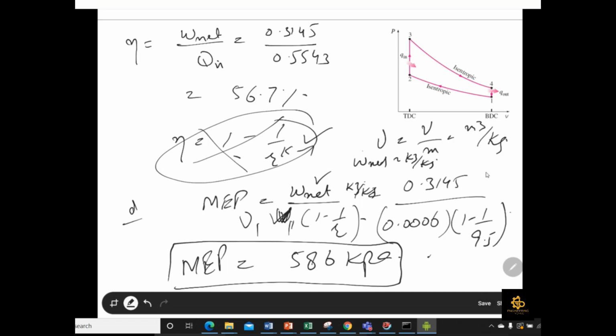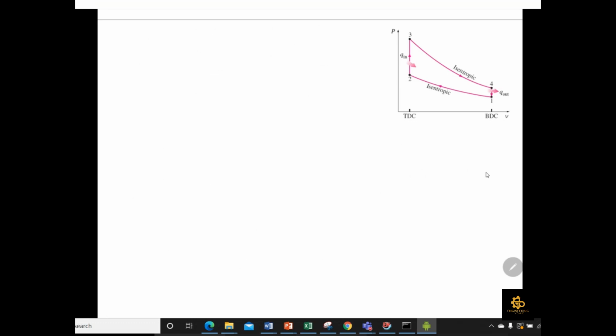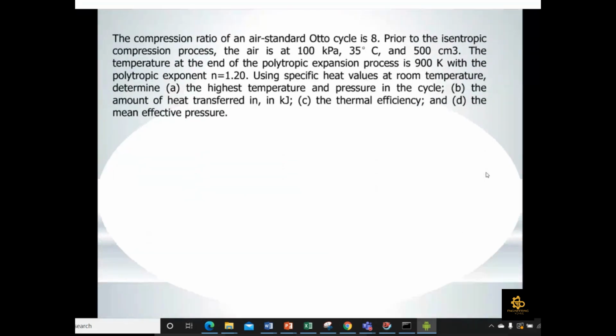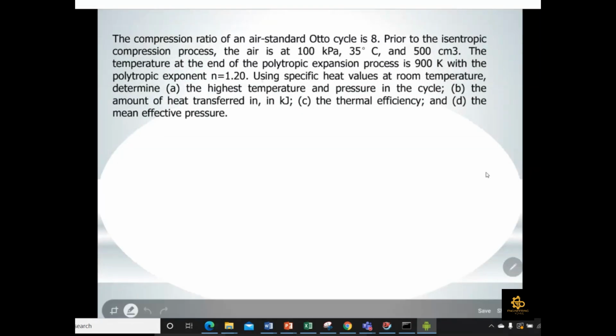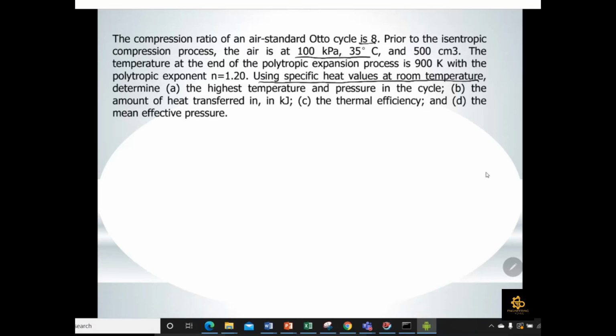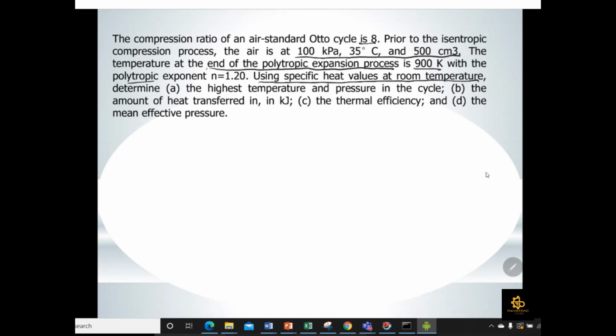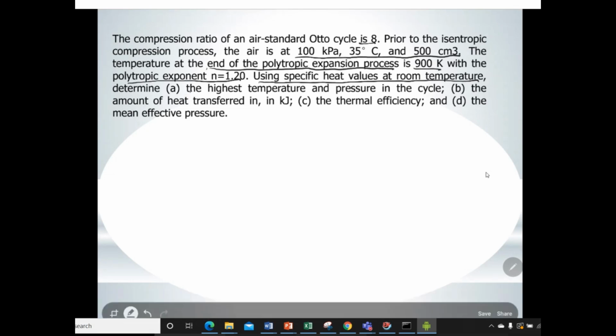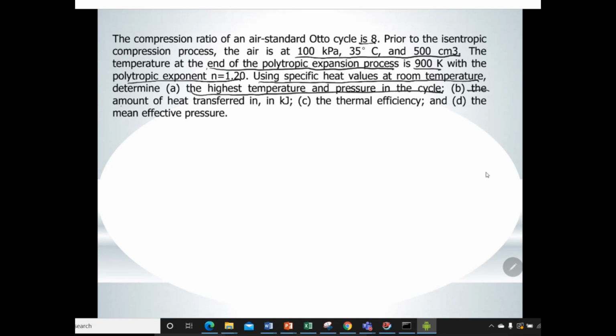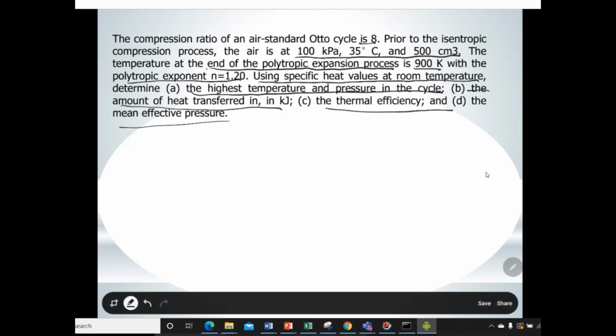Okay, so now moving towards the question which you have to solve. It is also the same question, only the data is different over there, and the exponent value is different, so you just have to do it by yourself, again using the specific heat value at room temperature. The compression ratio is given, pressure 1, temperature 1, volume 1 given over there. Same, at the end of the polytropic expansion process, 900 Kelvin is your temperature. Polytropic exponent n is equal to 1.2. You have to find the highest temperature and pressure in the cycle, the amount of heat transfer in kilojoule, thermal efficiency, and mean effective pressure. So this is the problem, and you will get time till night.